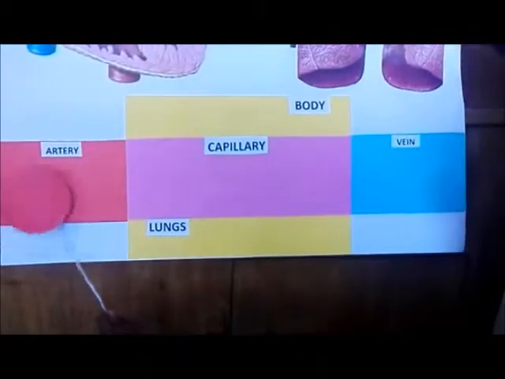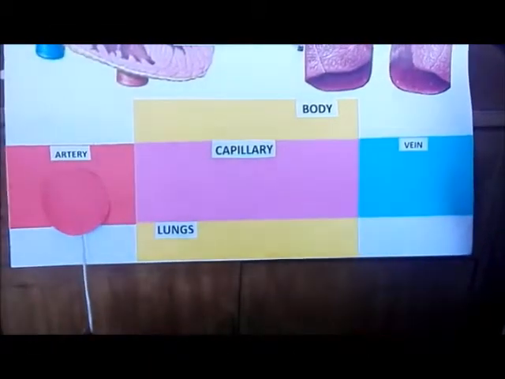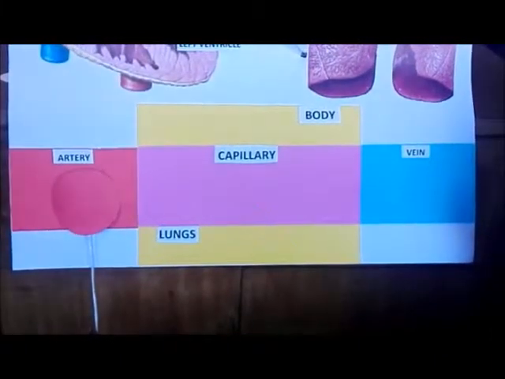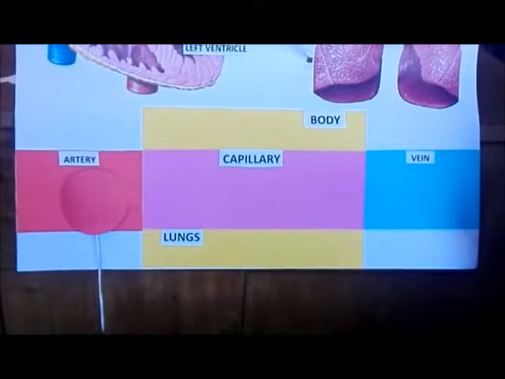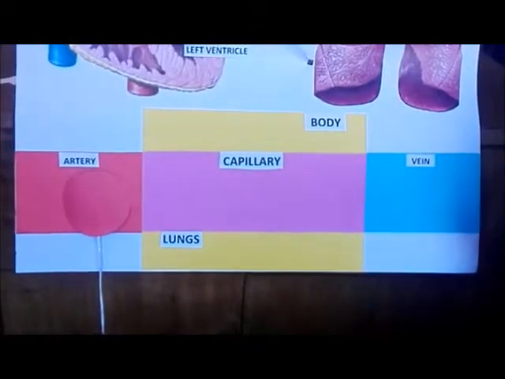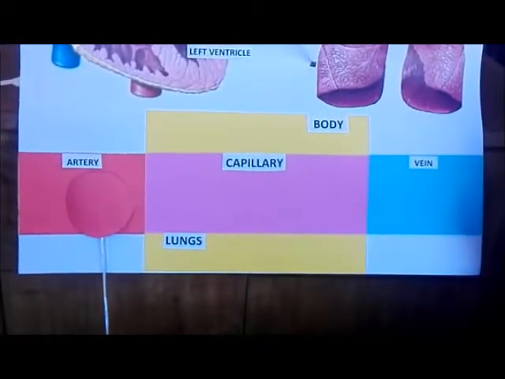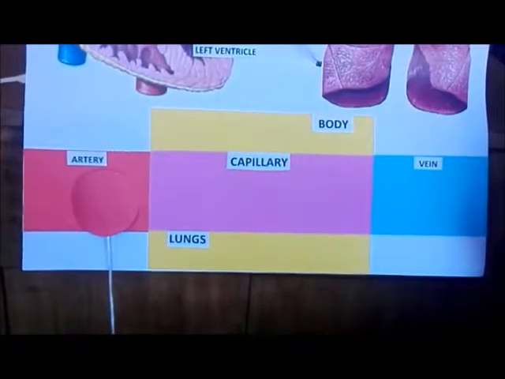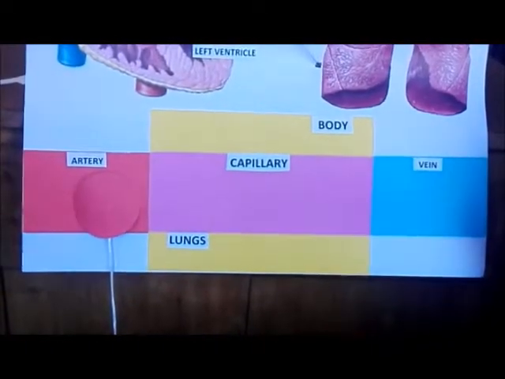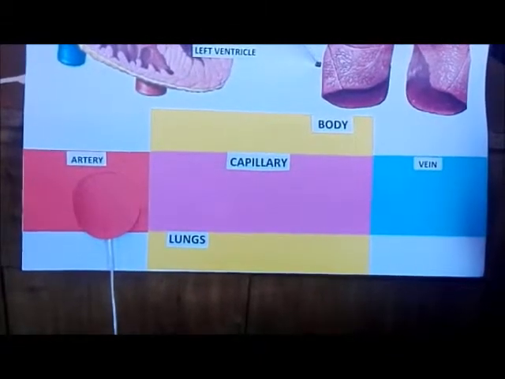Other than the heart and lungs, there are 3 types of vessels involved in circulation. These are arteries, which carry oxygenated blood away from the heart and to the rest of the body, veins, which carry deoxygenated blood from the body back to the heart, and capillaries, which are the vessels that lie next to the cells and connect the veins and arteries.